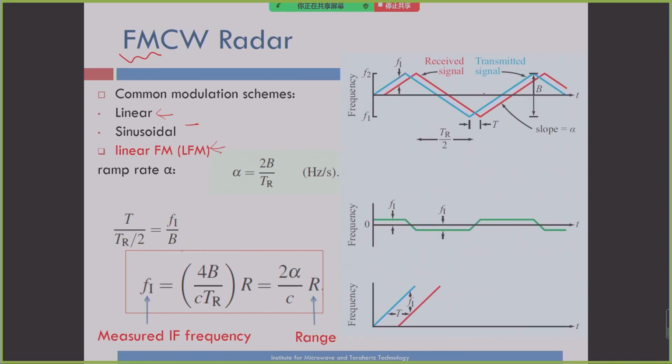Then at the receiver side, we have the received signal. That's the red color. You can see there is a time delay between both, right? It is capital T. And also TR is the modulation period. And R is the slope of these lines. It is called the ramp rate. So R is related to the modulation period, TR, and also B. B is the bandwidth, because it varies our carrier frequency from F1 to F2. So B equals F2 minus F1.